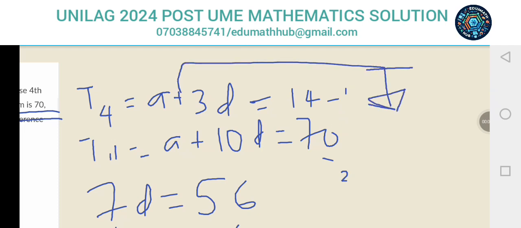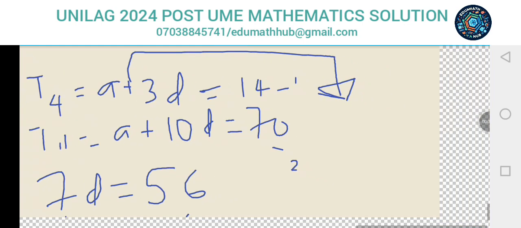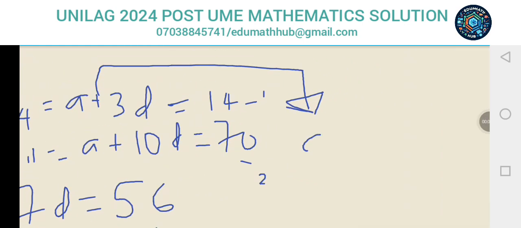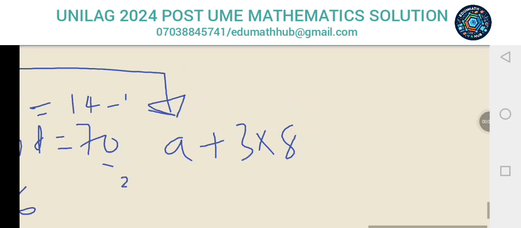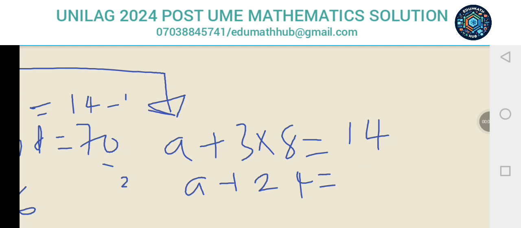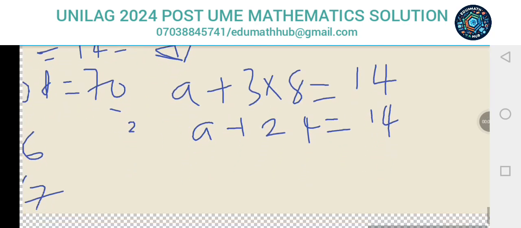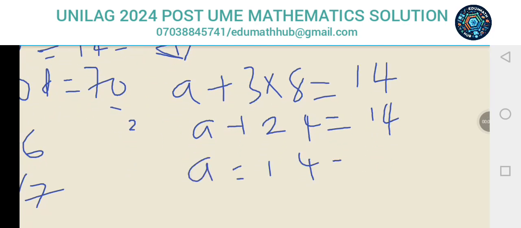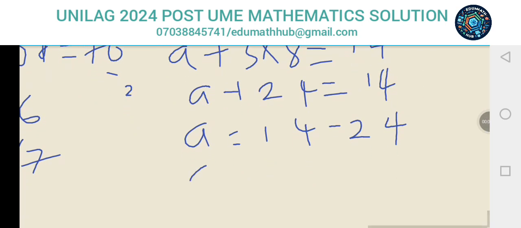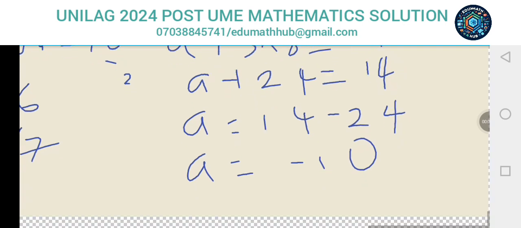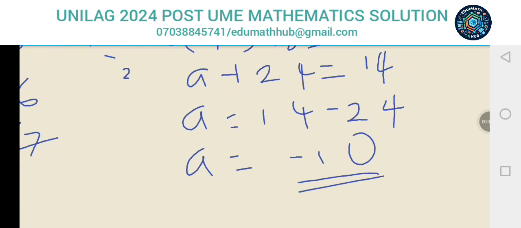So you can see that a plus d is 8. So that will be 3 times 8 is equals to 14. It will be a plus 24 is equals to 14. Then just subtract. a will be 14 minus 24. You can see that a will be minus 10. So I need a equals to minus 10 and d is equals to 8.